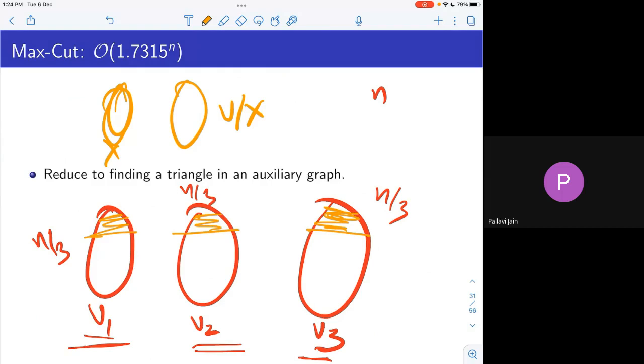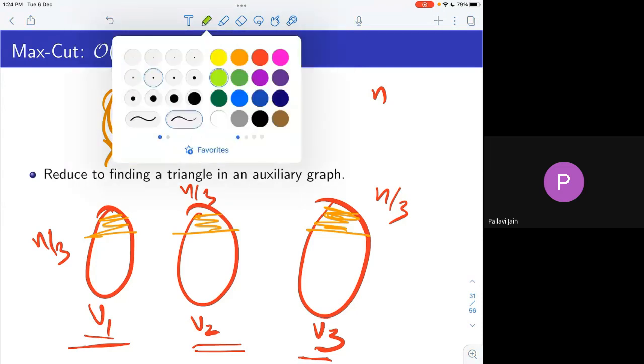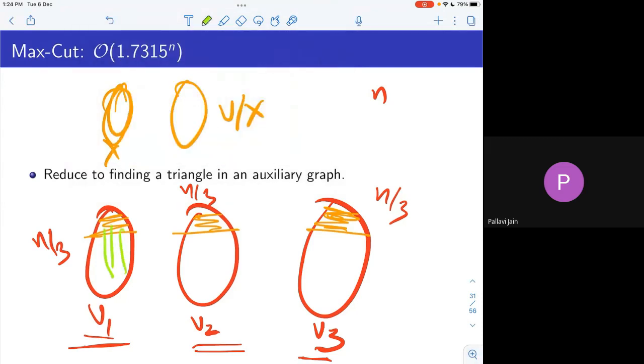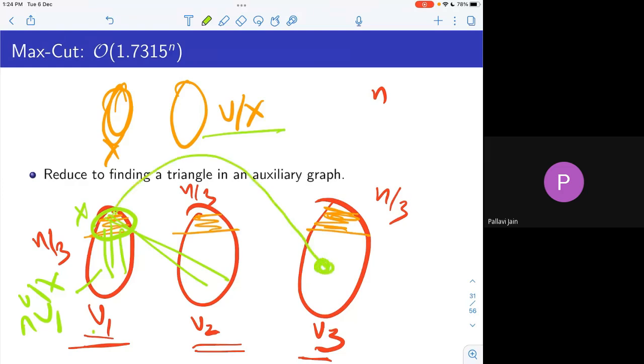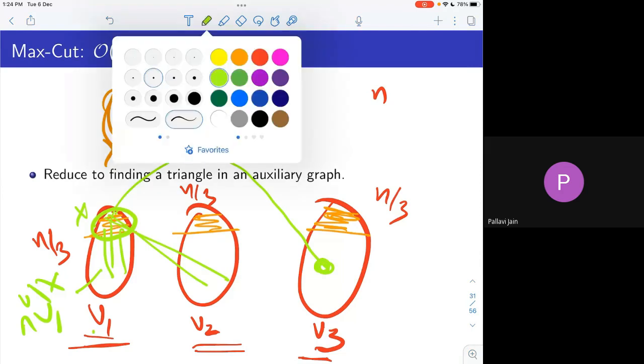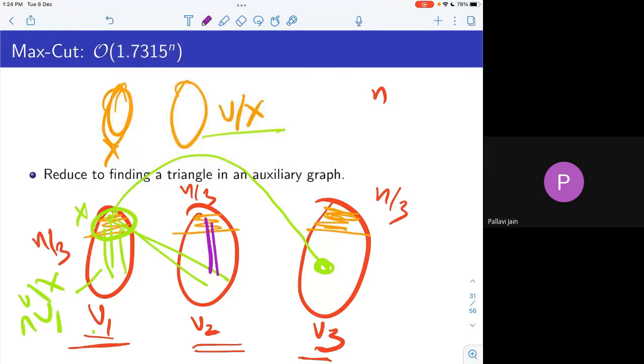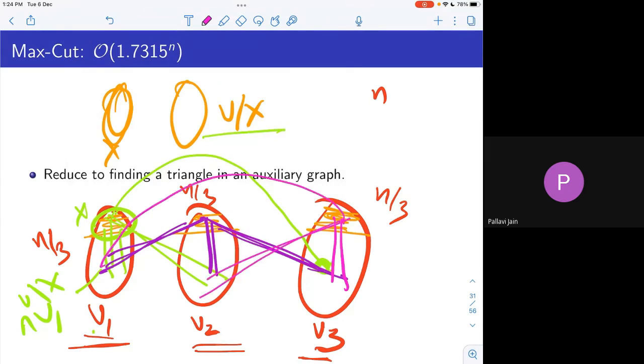So the edges we have to count are the edges which are going like here, right? Not in this, this is my X. So this will be my V minus X intersection V1, right? Similarly, the edges which are going like this, they are also going across. And the edges which are going like this, they are also going across. Right? And if you look at this part, then again, these edges are going across. And similarly, for part 3 also, we can identify what are the edges we have to count in my cut. Right? So this is the idea we are using.